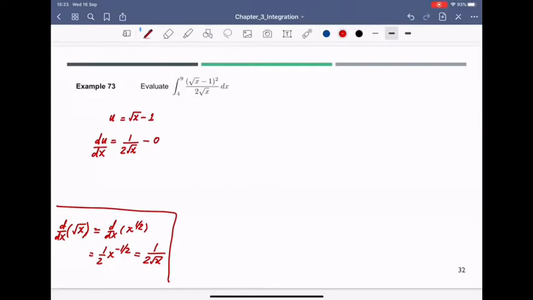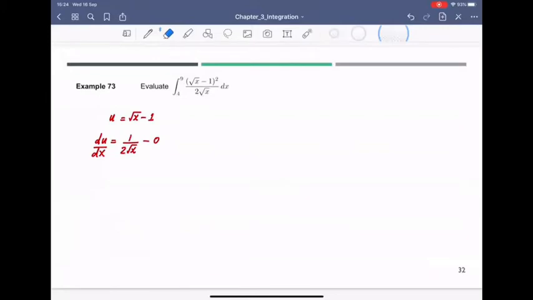So the derivative of square root x is 1 over 2 square root x. If you do problems again and again, you'll feel like this should be a formula because we use it all the time. Anyway, I differentiate square root x and get that. Then if you write dx in terms of du, you get dx equals 2 square root x du. Easy, right?